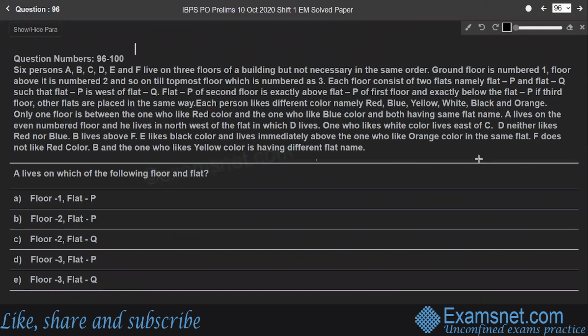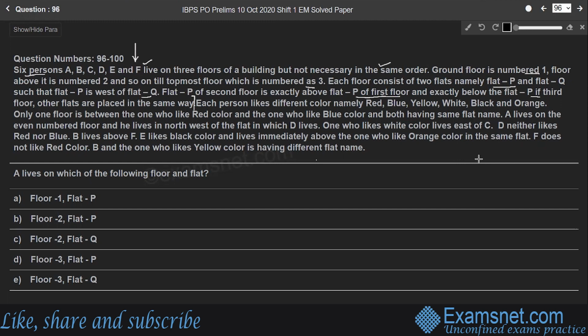Questions from 96 to 100 are based on the below information. Here, 6 persons A, B, C, D, E, and F live on 3 floors of a building, but not necessarily in the same order. Ground floor is numbered 1, floor above it is numbered 2, and so on till topmost floor, which is numbered as 3. Each floor consists of two parts, namely flat P and flat Q, such that flat P is west of flat Q and flat P of second floor is exactly above flat P of first floor and exactly below the flat P of third floor. Other flats are placed in the same way.